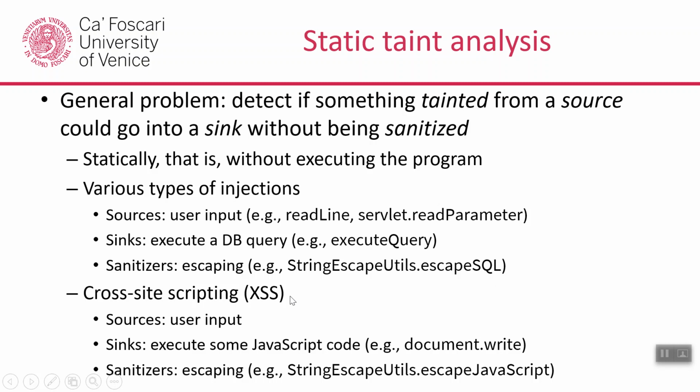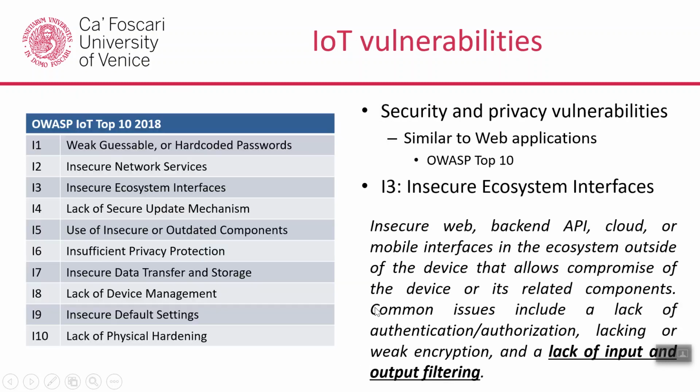We can also instantiate, and it has been widely instantiated, this type of statement for cross-site scripting. Here, the sources are still user input, but the sinks are no longer methods executing a database query, but rather methods executing, for instance, some JavaScript code, like document.write or whatever. So putting something inside a web page that could be executed client-side in a browser, without being properly escaped with respect to the cross-site scripting context we are looking for. So, for instance, escaped for JavaScript programs.